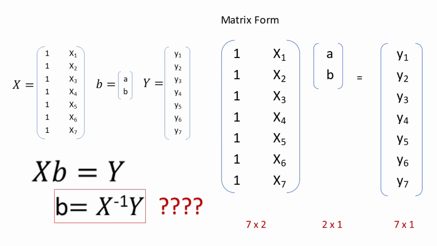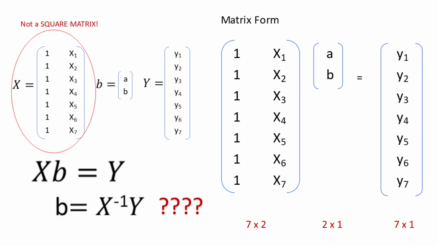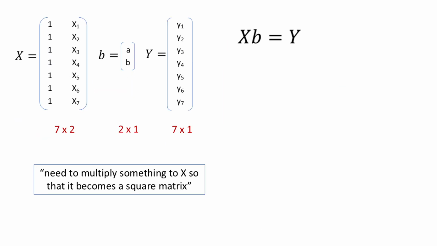Therefore, we might be tempted to try b equals x inverse y. However, there's a problem with doing that because x is not a square matrix. We cannot get an inverse if it's not at least a square matrix, and this is definitely not a square matrix. Therefore, it's not going to work, and we need a workaround. We need to multiply something to x so that it becomes a square matrix.